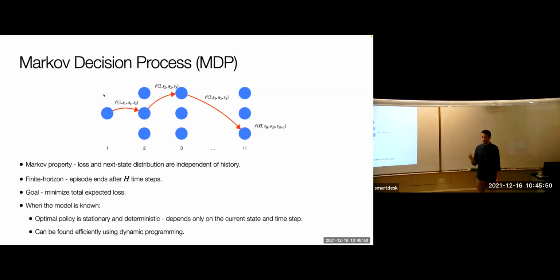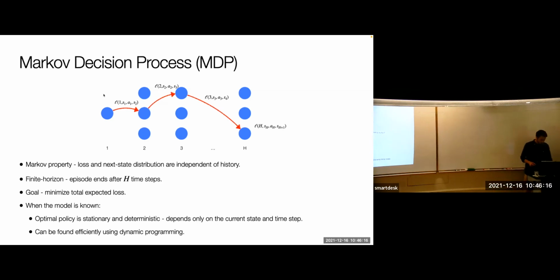And what you can see is that this policy is stationary and deterministic, meaning it's a fixed function of the state. So given the state, I know exactly what action I need to play, and it's independent of the history. So it's a function basically from state and time step to an action. That's the way that you can think about it.